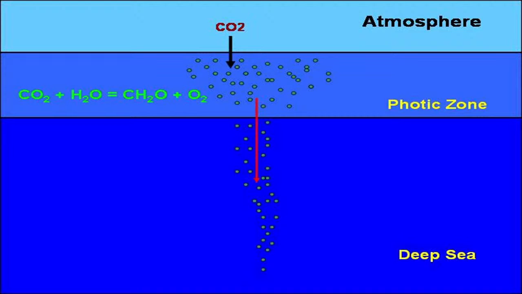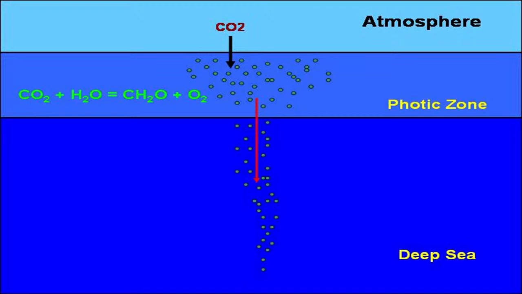So all these processes that we are talking about, the photosynthetic process or the sequestration of carbon, take place only in the upper layer of the ocean, which is called the photic zone. I will define what the photic zone is in the next slide. But for the time being, assume that it is the layer in which light is present.